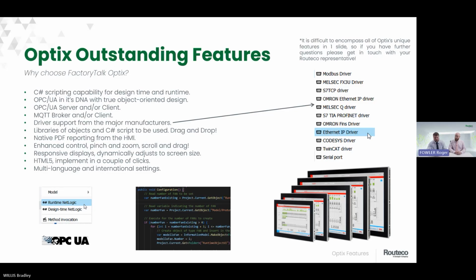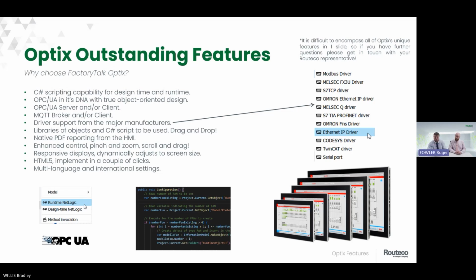So thinking about how feature tokens are sold, there is a runtime sizing tool that I'm going to touch on ever so shortly. But if you have a look on the right-hand side of your screen at the moment, you can see a list of the drivers available inside FactoryTalk Optix. So if you think you need that Modbus driver, that's going to be a feature token. If you need that Melsec driver, another feature token. S7 TCP driver, that's going to be another feature token. If you're not using Omron, if you're not using EtherNet/IP, Code Assist, TwinCAT, Serial, you don't need to pay for those features. You're not paying for features that you don't need.